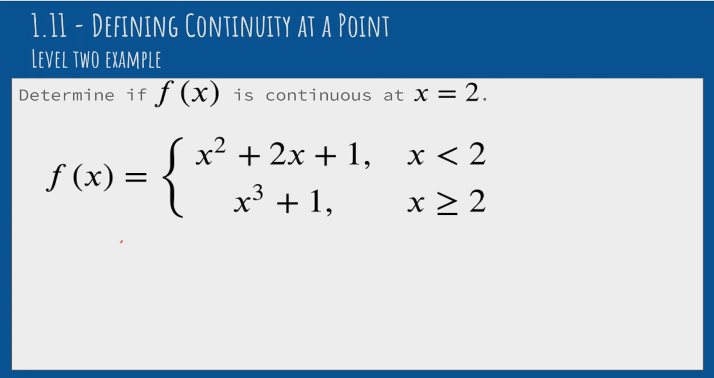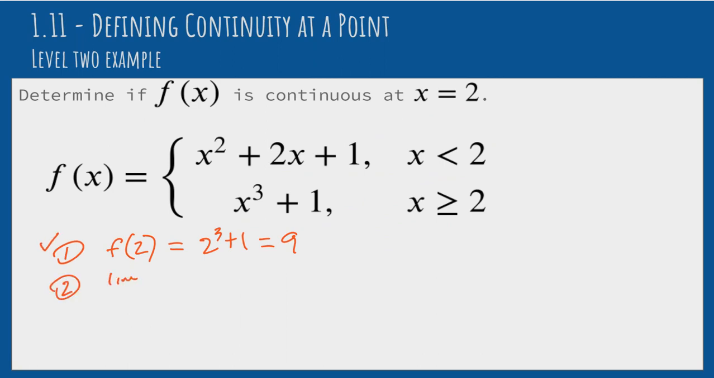The first condition is that f of c, in this case f of 2, exists. And we can figure out what f of 2 is just by plugging 2 into the bottom one, and I chose the bottom one because that includes x equals 2. So this is going to be 2 cubed plus 1, which is going to be 9. So not only does it exist, we know the value of f of 2. So our first condition for continuity is met.